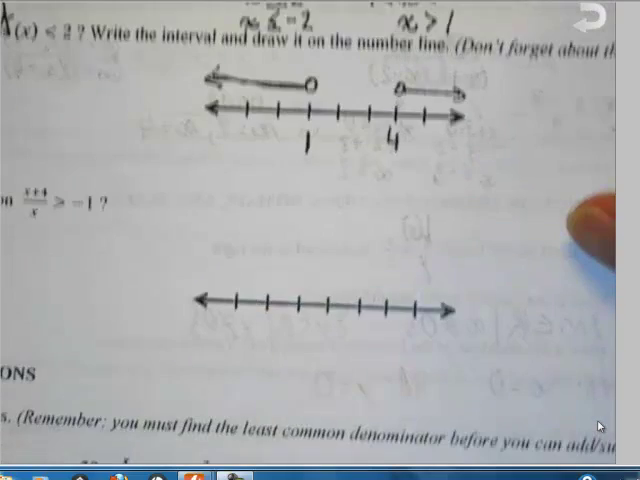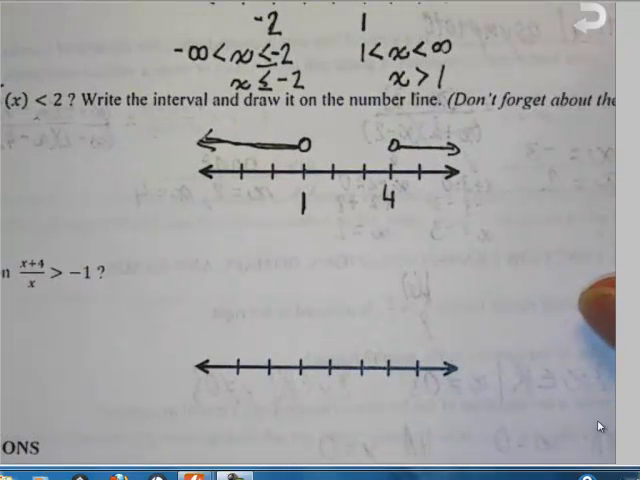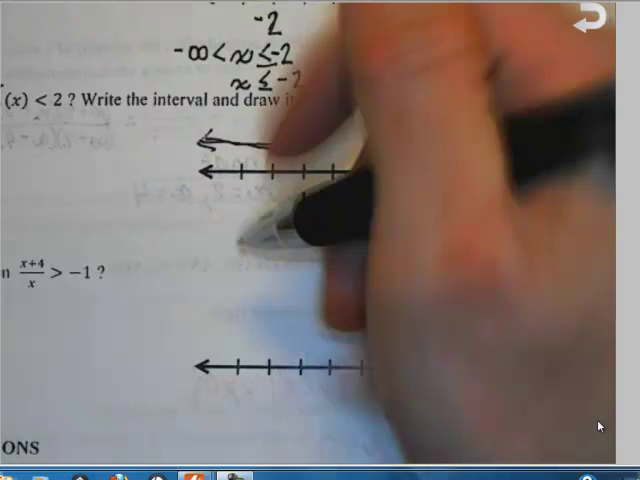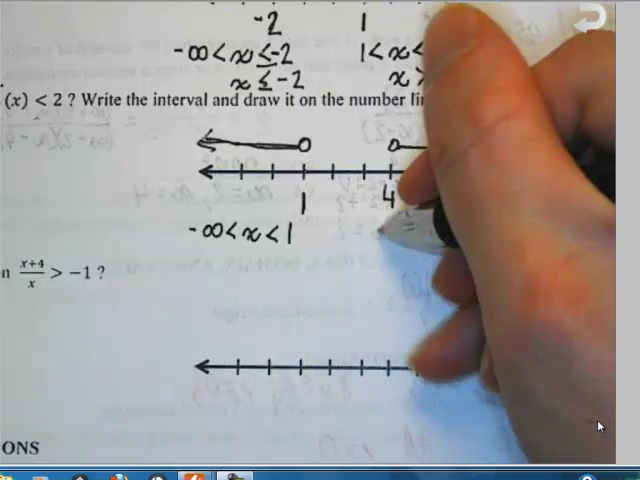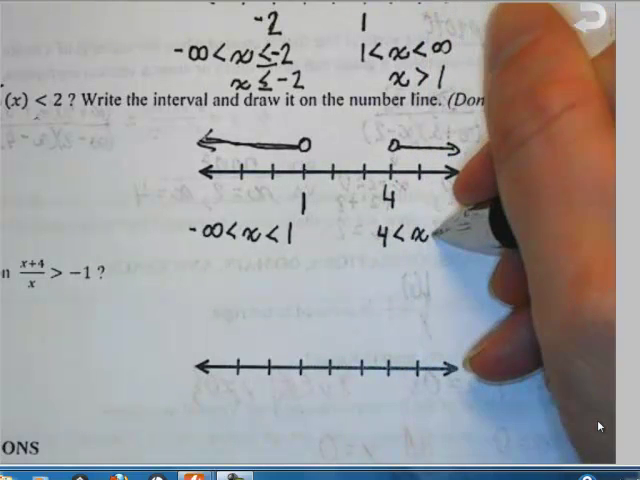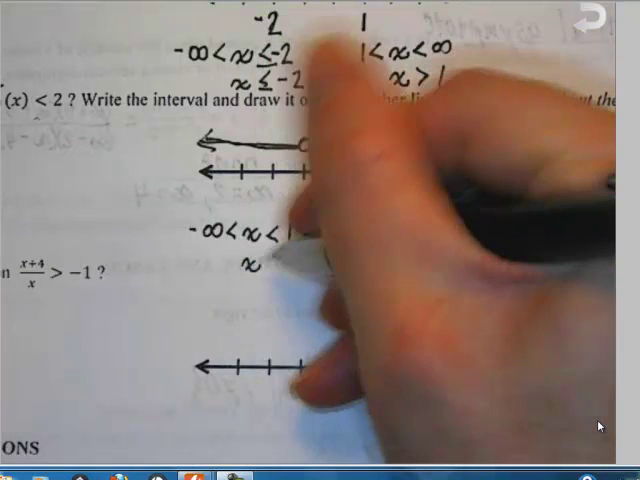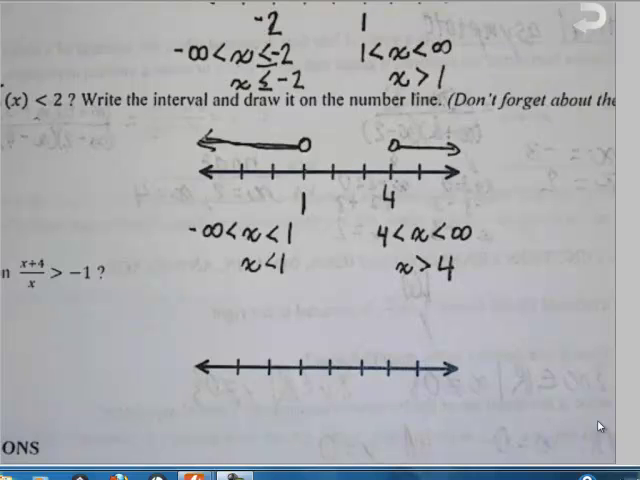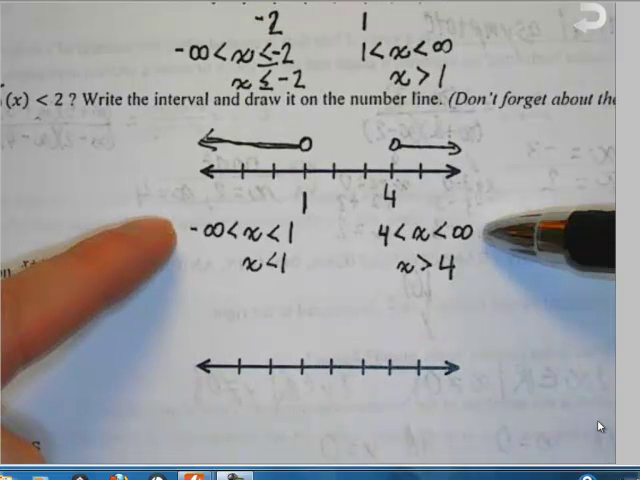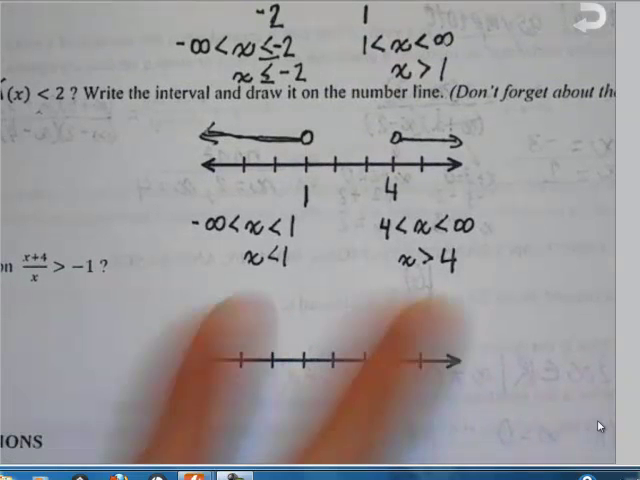Once again, you have the option of using, shall we say, true intervals or baby intervals. In this case, I say that negative infinity is less than x is less than 1, and 4 is less than x is less than infinity. To pare that down, I can say that x is less than 1 and that x is greater than 4. But these are true intervals, these are not. These are abbreviated intervals on the bottom.